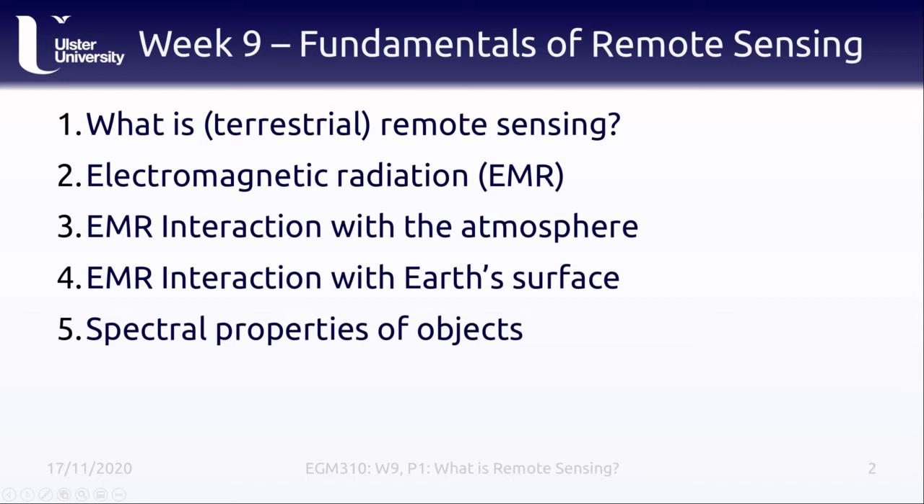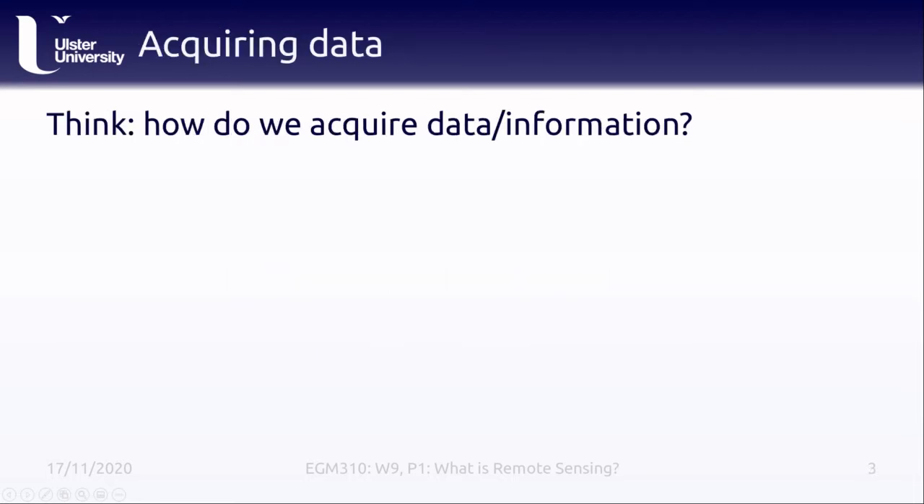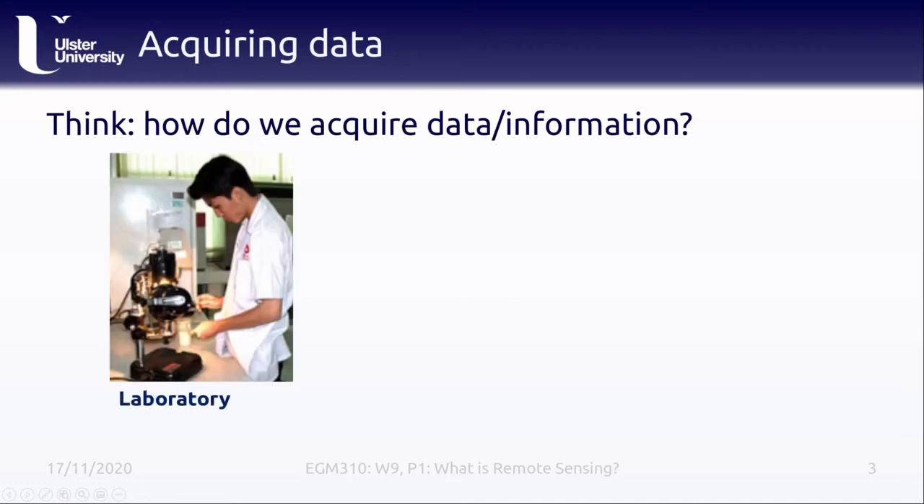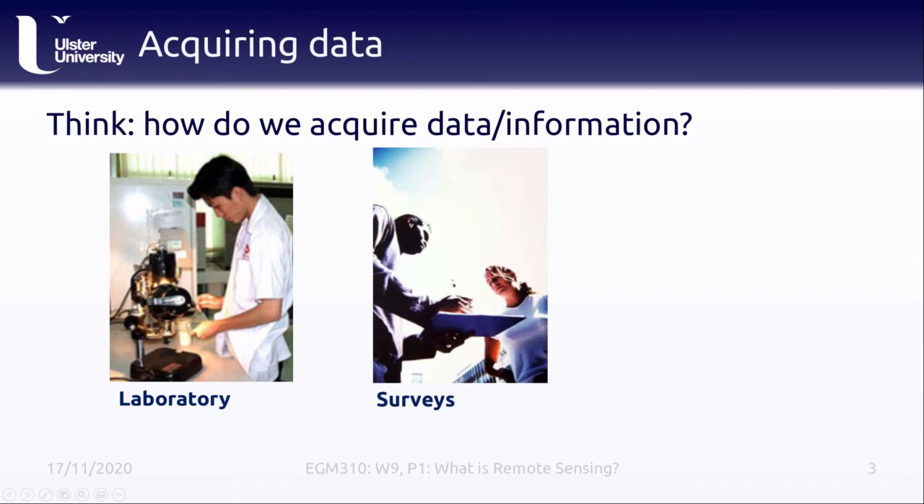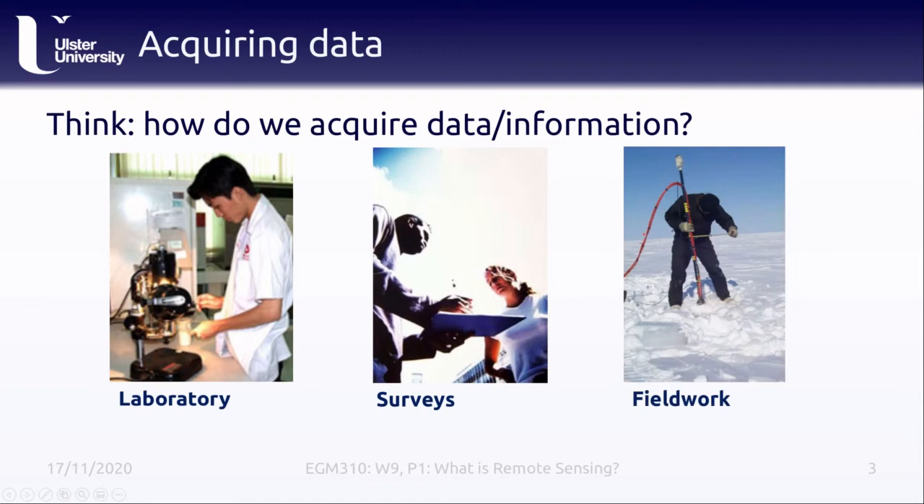What is terrestrial remote sensing, and why are we studying it? To begin with, think about some of the ways that we acquire data or information about the topics that we study. We might work in a laboratory, conducting experiments or analyzing data. We might go out and conduct surveys, interviewing people to learn about different aspects of our topic, or we might go out and conduct field work, taking measurements and acquiring data in the field.